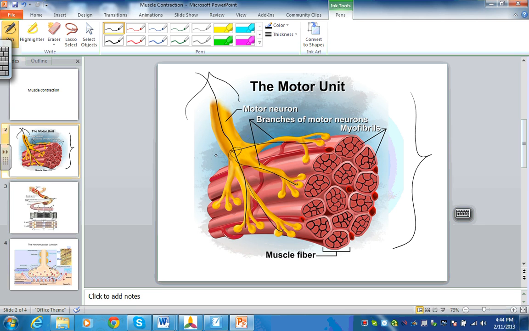This part of the neuron is called the axon. I think y'all have probably learned about neuron structure in the past, but if not, then we can go over it some tomorrow if you guys are confused. But the signal is going down this way from the brain, through the nerve, to affect the muscle and make the muscle contract.